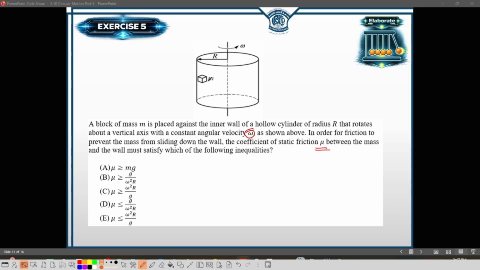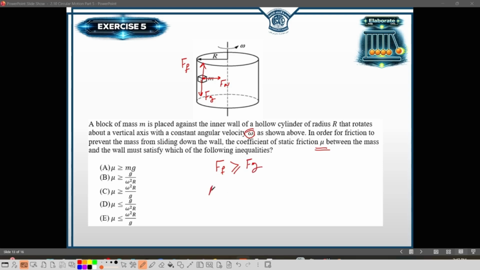Now, here, the forces acting on the mass are the normal push, the friction, and the gravity. The gravity is acting downward, and the friction will oppose the tendency of motion. The tendency of motion of this mass is downward, so the friction is acting upward. The type of this friction is static friction. In order to prevent the object from falling down, the friction must be greater than or equal to the force of gravity. This is the condition that we should apply.